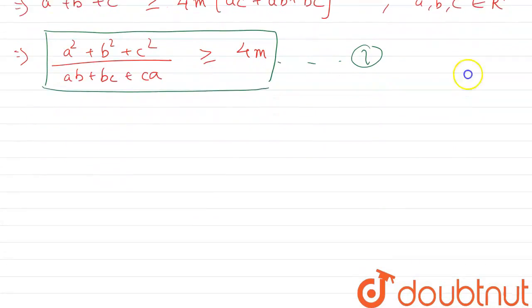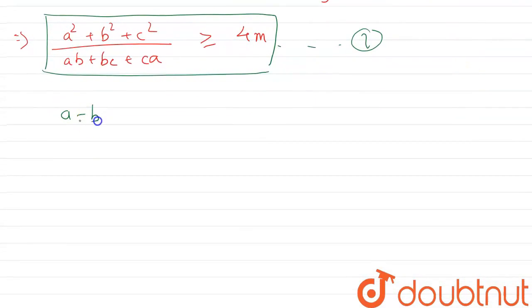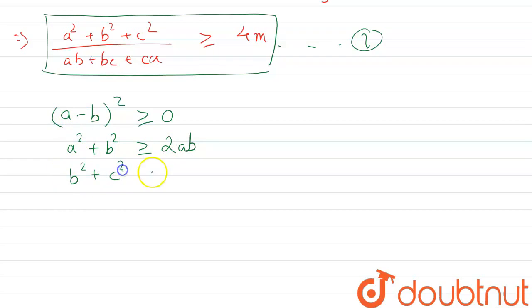Okay, now we know that a minus b whole square will always be greater than or equal to 0. Why? Because the square of any number can be positive or 0, right? So this inequality we already know. So opening this, we can write a square plus b square greater than or equal to 2ab, right? Okay. Similarly, we can write b minus c whole square, so we can similarly extend it for b and c. We can write b square plus c square greater than or equal to 2bc, and similarly we can write c square plus a square greater than or equal to 2ca.